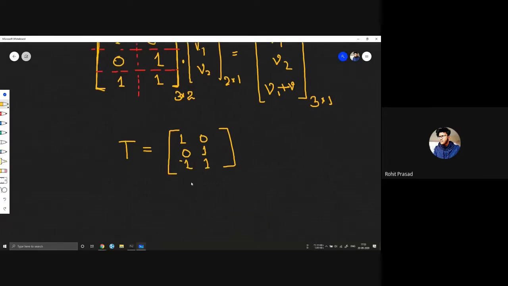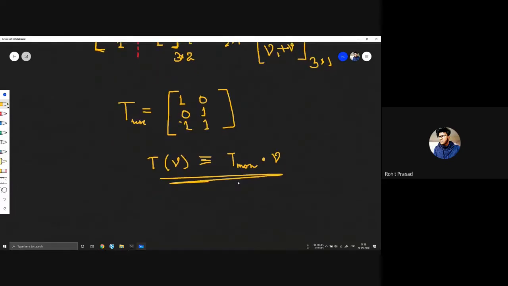So you can say that T v is not exactly equal to, but can also be written as T matrix, let's say this is T matrix, dot product with this vector space v. So we can also write this thing.